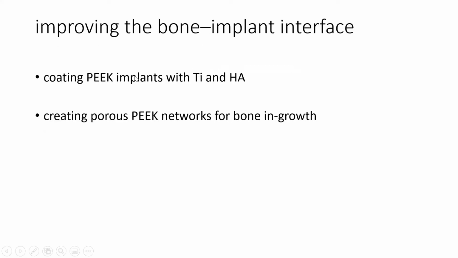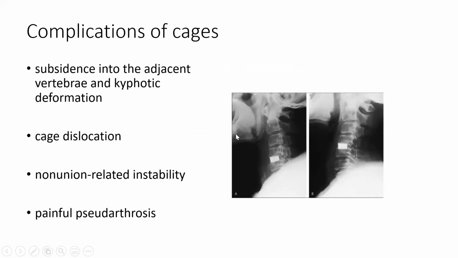So there are so many different types of cages, and all do essentially the same thing. Okay, so these are newer ones. They're coating PEEK implants with titanium or HA, and also making porous PEEK networks for bone growth. So there's a typical cage. This looks like it's titanium, so it maintains your height. You don't usually get graft subsidence, and so on.